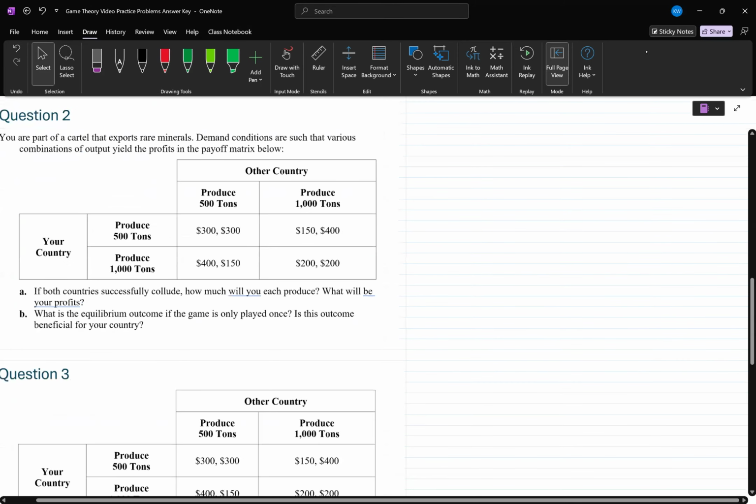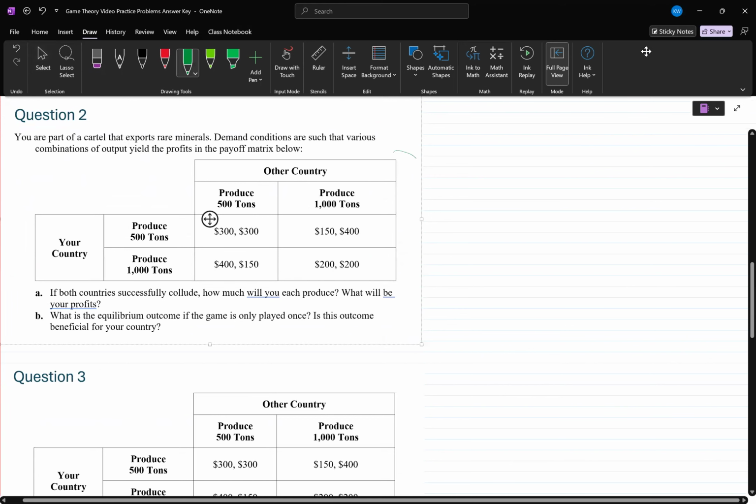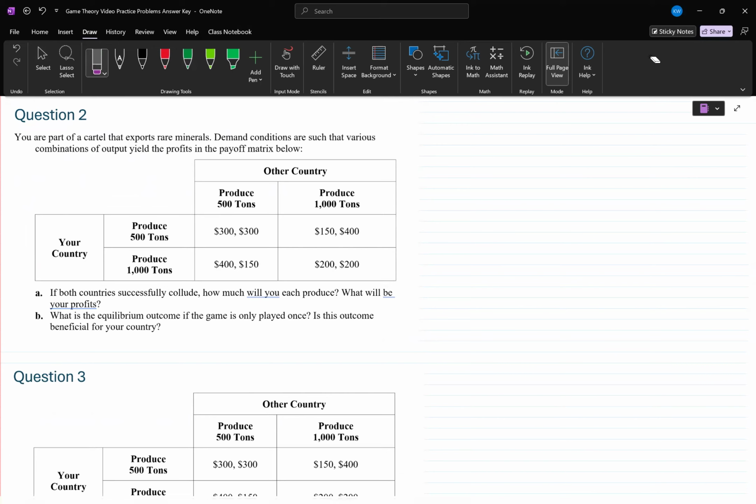Question two, three, and four are all going to use this same normal form game. We're going to be referring to it three times. In this first one, this gives us the setup. So we are part of a cartel that exports rare minerals, one of two countries. And demand conditions are such that various combinations of these rare minerals yield profits as listed in the payoff below.